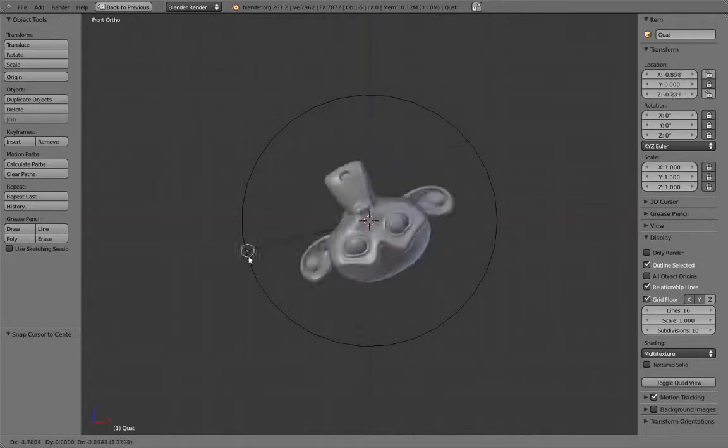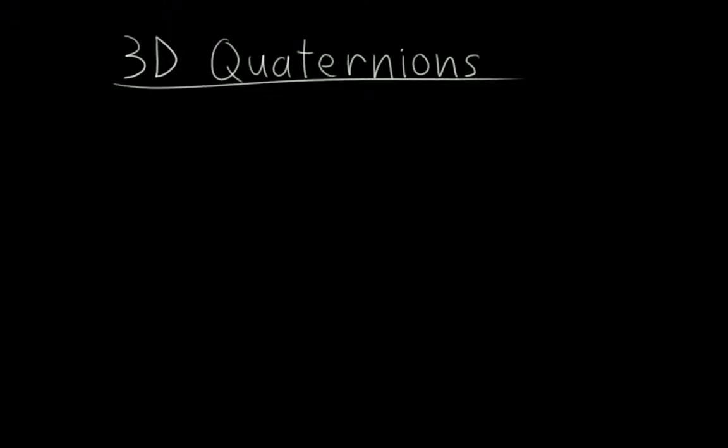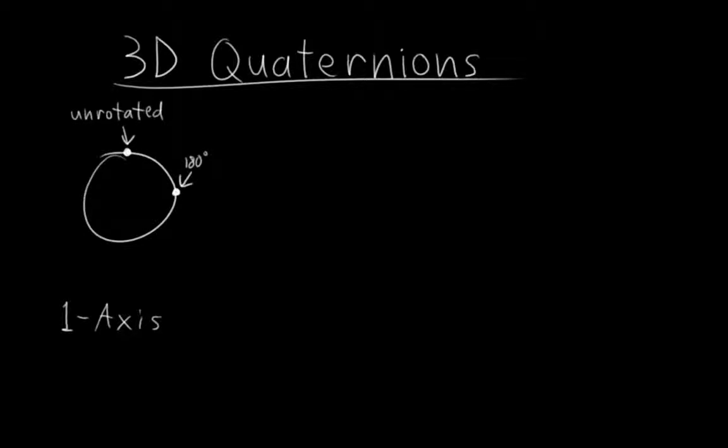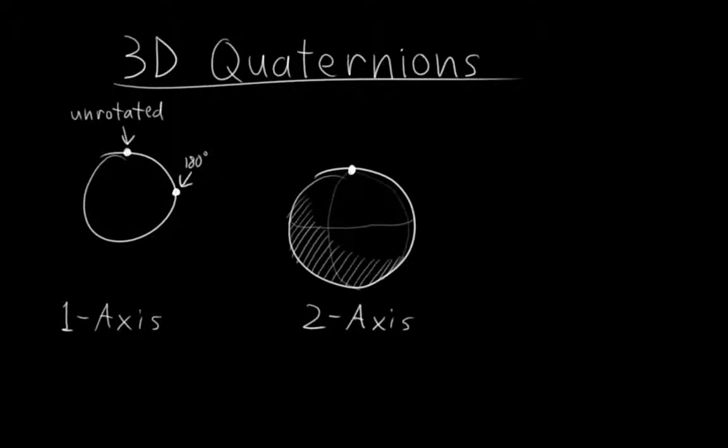Okay, so that's all well and good for 2D rotations, but how does it work on multiple axes for 3D rotations? Well, when we're only rotating on one axis with two numbers, the quaternion is a point on a circle, right? Where this is unrotated, and this is rotated 180 degrees. When we're rotating on two axes with three numbers, the quaternion is a point on a 3D sphere, where this is unrotated, this is 180 degrees around the x-axis, and this is 180 degrees around the y-axis. And everything else is smoothly blending between those rotations.